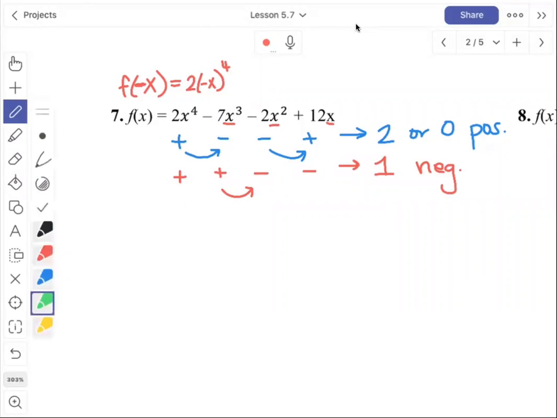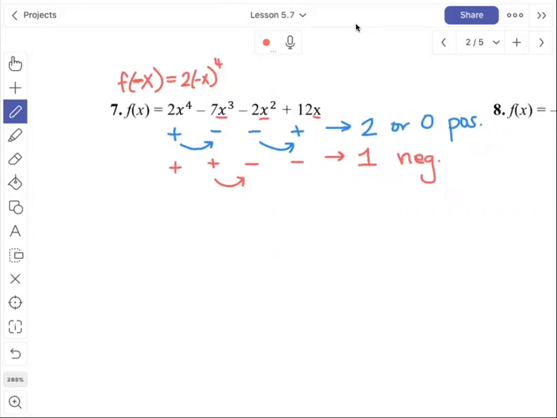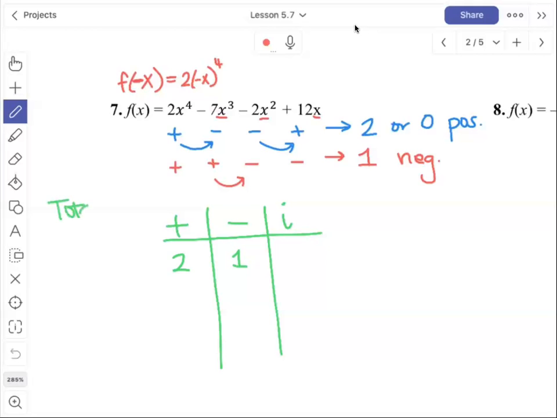Sorry. So Sebastian, if I make my chart, let's go through them. How many positives might I have? 2 or 0. Okay. And how many negatives must I have? 1. Good. How many zeros should I expect in total? 3. Look at your exponent, highest exponent. Oh, 4. So I should expect 4 total.